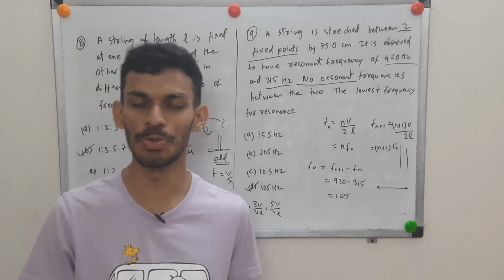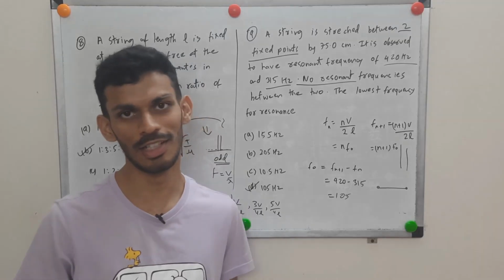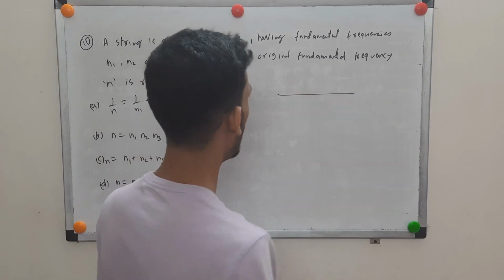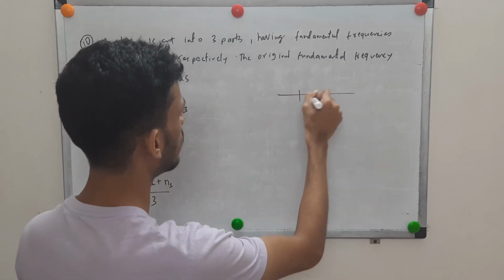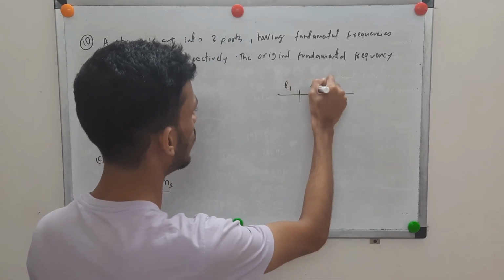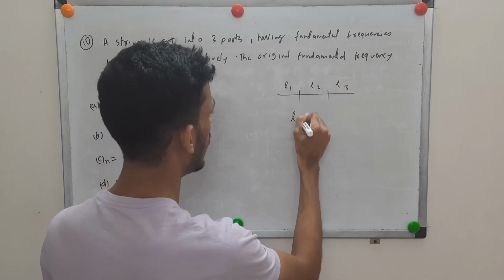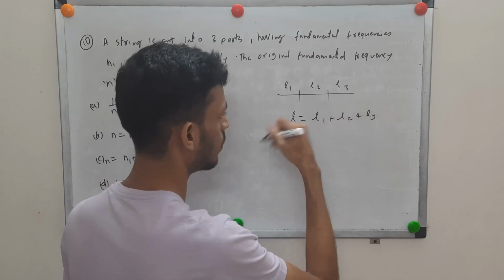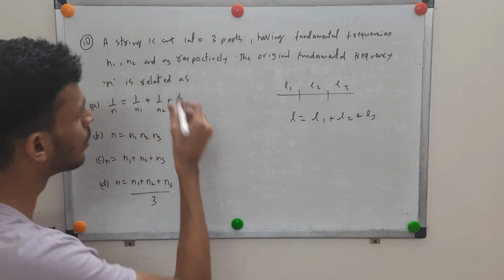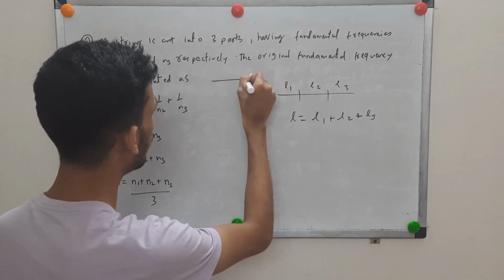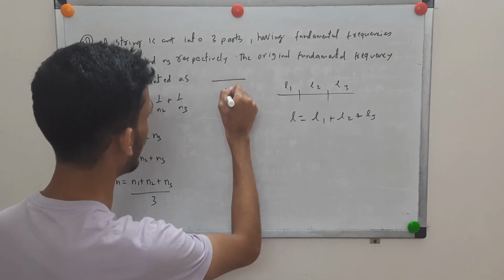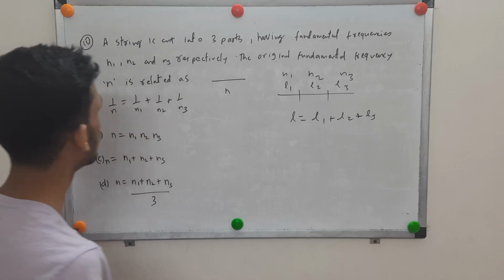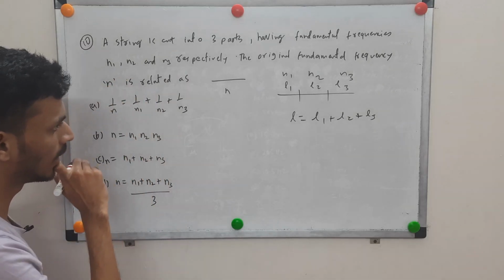So that's about these two questions. Over to the final question for the day. Then over here we have a string which is, suppose of length L, it is cut into three parts, suppose L1, L2, L3, may not be uniform. So L you can write as L1 plus L2 plus L3, right? So here I have given you half the answer. The original one has fundamental frequency of n. These ones have n1, n2, n3 respectively. You are supposed to relate this n with n1, n2, n3.